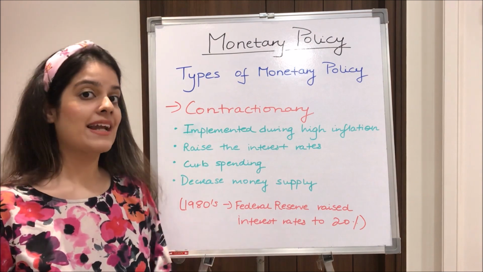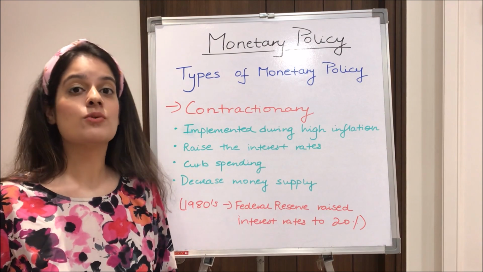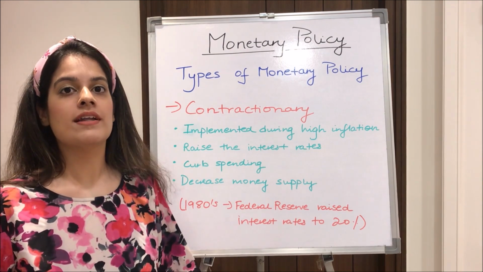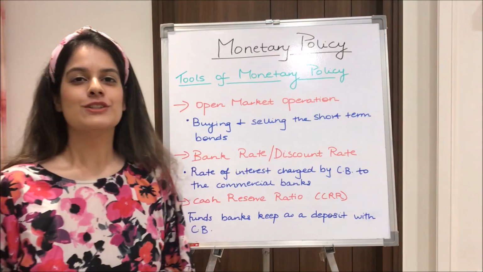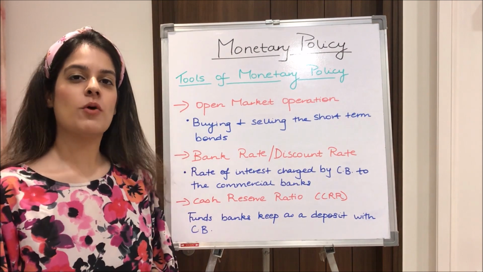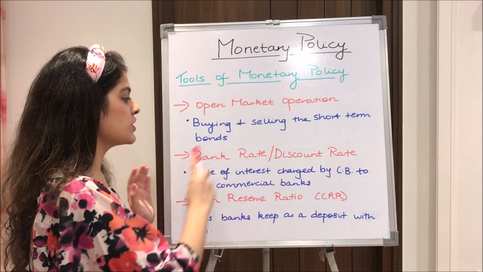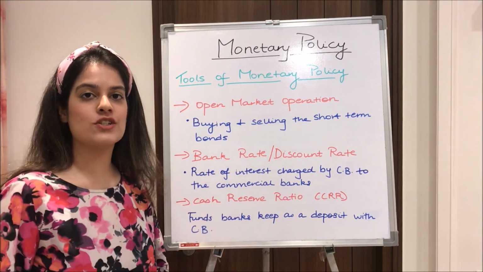This was done back in the 1980s when the Federal Reserve had to raise the interest rates to a record high of 20%. It had to do so to bring that slowdown in the economy. So this is all about contractionary monetary policy. Moving further to the tools of monetary policy. Monetary policy basically has three major tools: the open market operation, the bank rate, also known as the discount rate, and the CRR, which is the cash reserve ratio.